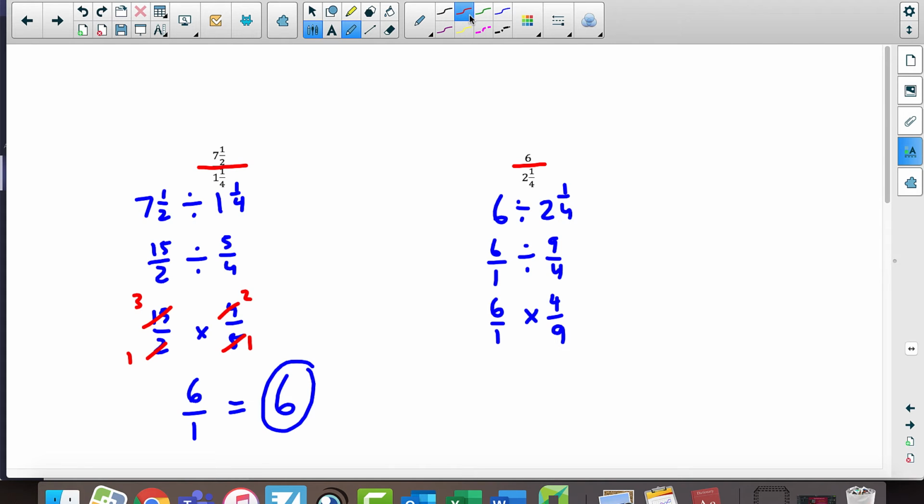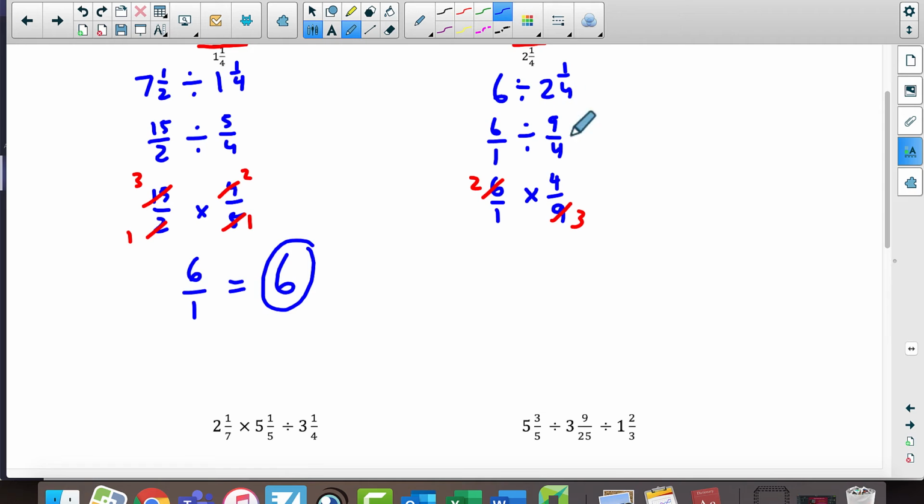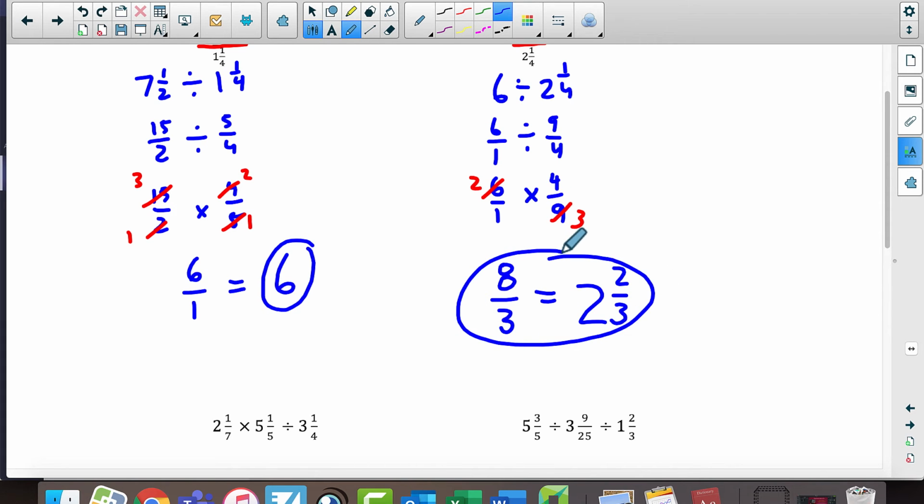You can now cross cancel or simplify or ninja slice. So the 6 and the 9 can both be divided by 3. 9 by 3 is 3. 6 by 3 is 2. Don't cancel the 2 into 4. Those are both numerators. You need to have one numerator and one denominator. So you're ready to multiply. 2 times 4 is 8. 1 times 3 is 3. Great answer. Or, how many times is 3 going into 8? 2 times. How much is left over? 2. And the denominator is 3. So either one of those is good.